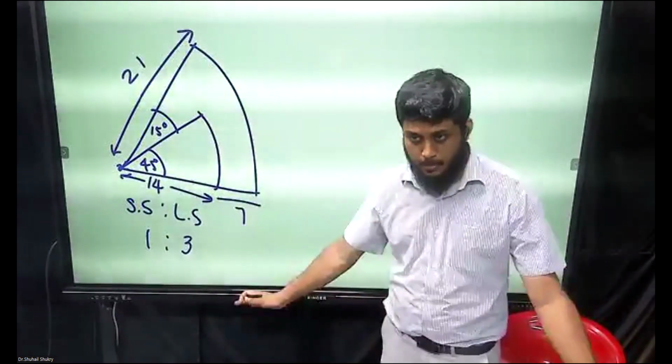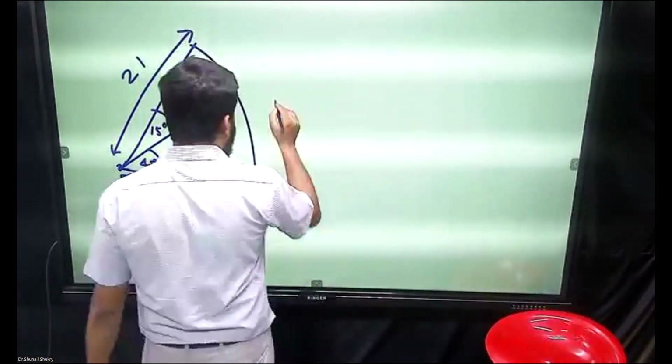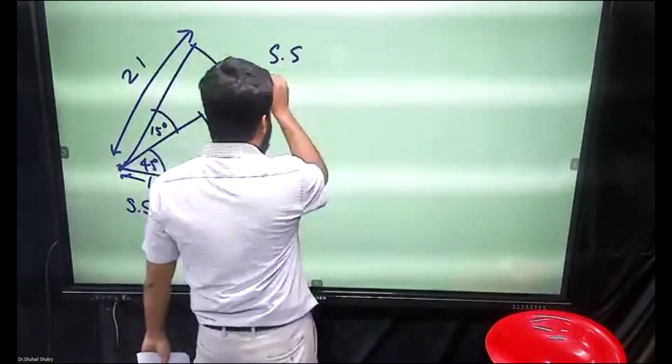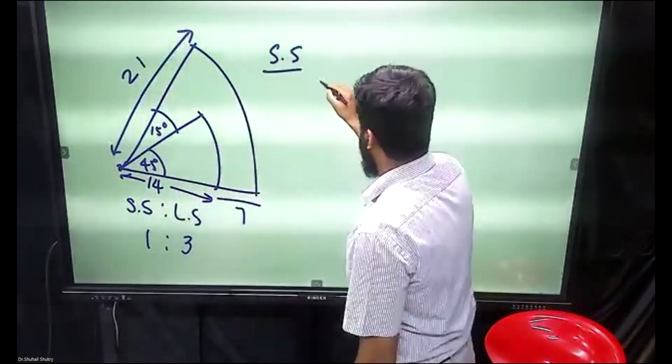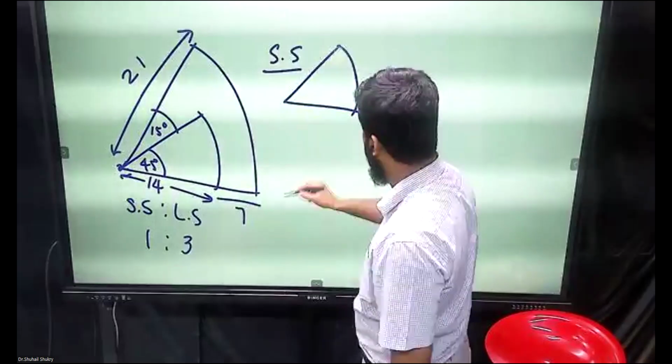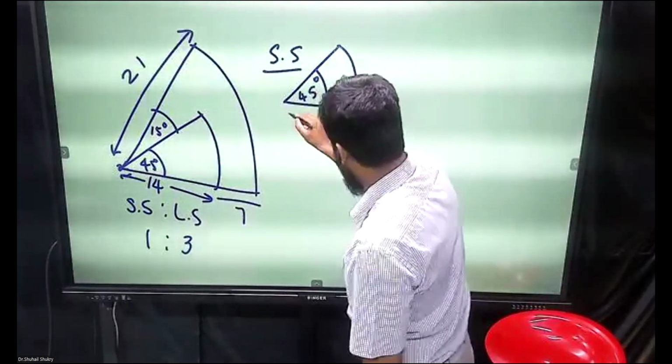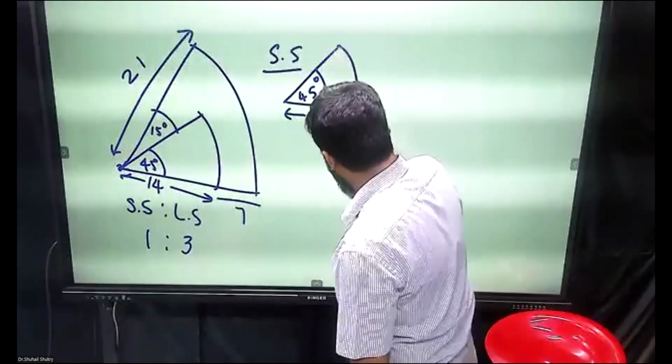Good. Correct? Then the smaller sector, now I will draw this one separately. Smaller sector, again, I will draw separately, because when there are many people, it's a disturbance. You take the smaller sector. What is the angle of the smaller sector? 45.